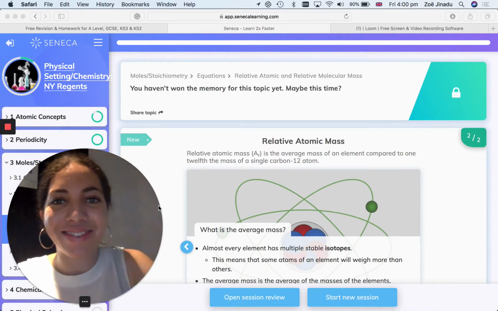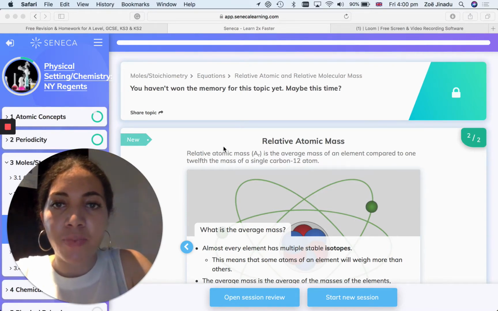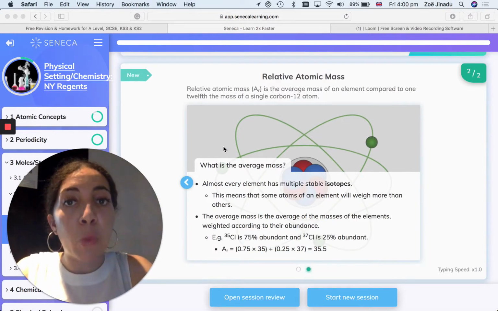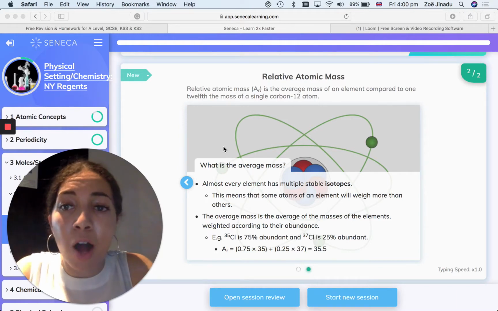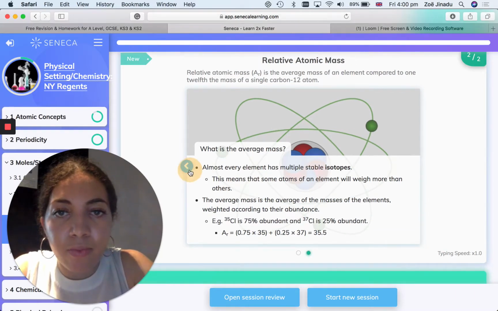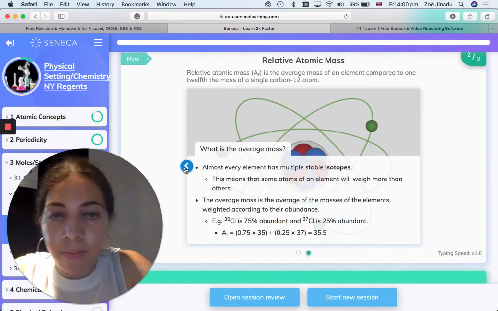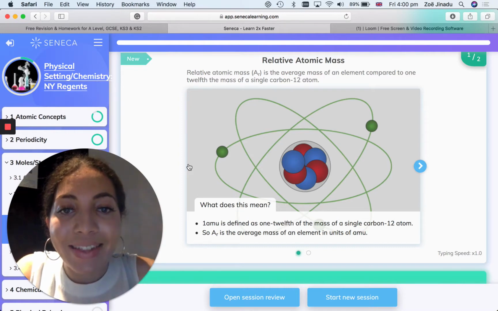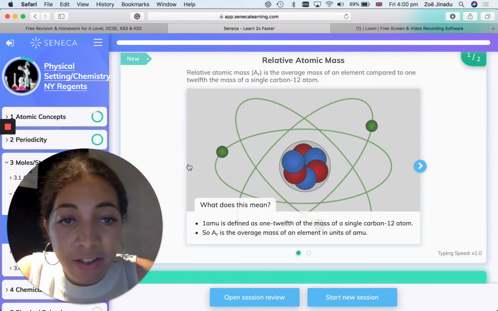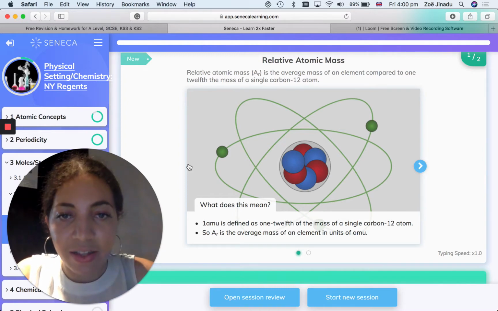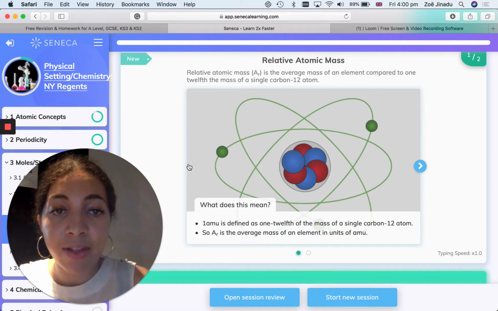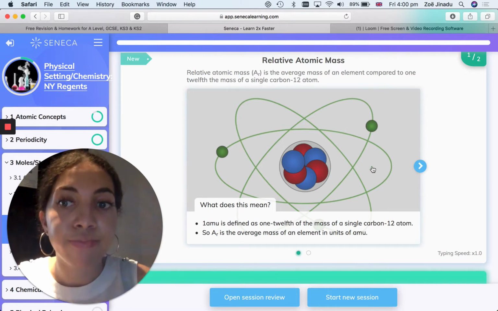Relative molecular mass. Can't wait. So, relative atomic mass, or AR, is the average mass of an element compared to 1/12 the mass of a single carbon-12 atom. Okay, what does this mean? Also a great place to start. So 1 AMU is defined as 1/12 of the mass of a single carbon-12 atom. So AR, relative atomic mass, is the average mass of an element in units of AMU. Cool.